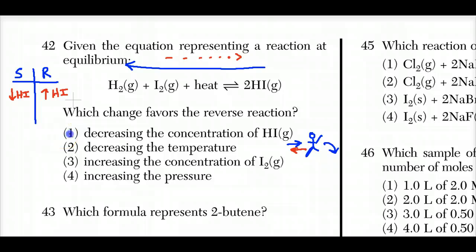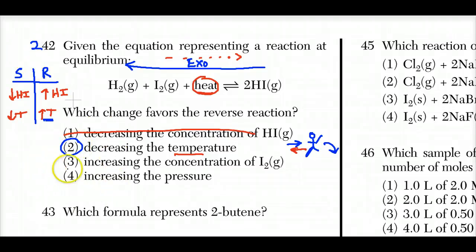Look at choice 2. Decrease the temperature. My stress is to decrease the temperature. The reaction is going to respond by increasing the temperature. Now the heat is on the reactant side. It's important that you recognize that. If I want to increase the heat, I would favor the exothermic reaction, and going in the reverse is the exothermic reaction. I'd make more heat. That's how it would respond. So that's why 2 is clearly the answer.